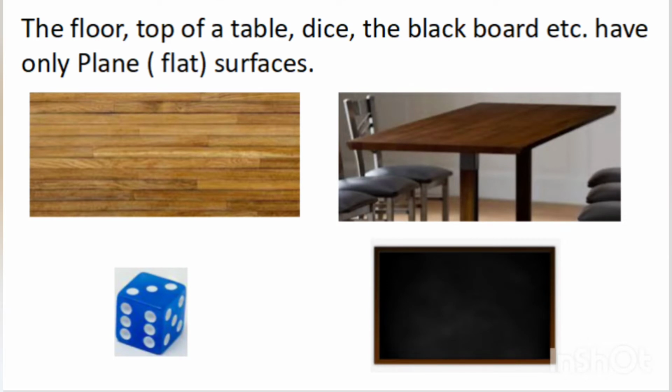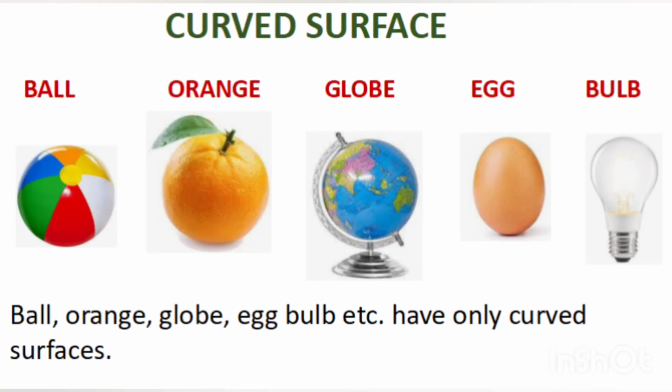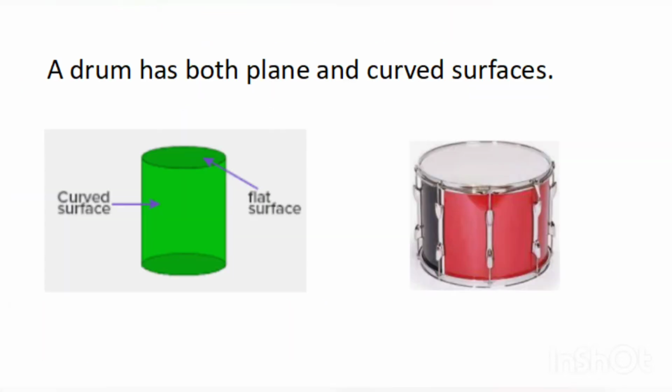As we said, the face can be flat or curved. You can see here the flat surfaces: the floor, top of the table, dice, the blackboard, etc. They have only flat, or we will say plane, surfaces. Now just imagine the surfaces of a ball, orange, globe, egg, bulb, etc. You will see that they have only curved surfaces, right? An object may have both plane and curved surfaces also. Here you can see a drum which has a plane surface as well as curved surfaces, right?